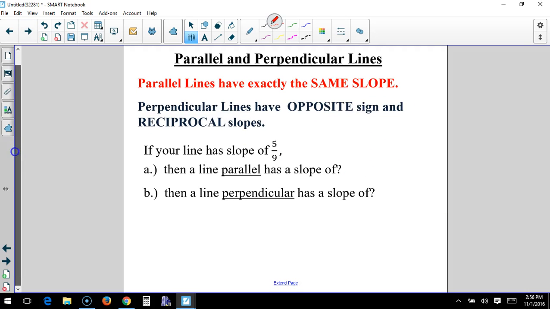Parallel and perpendicular lines. Parallel lines have the same slope. Perpendicular lines have two things: opposite and reciprocal, which is a flip. And this makes sense if you think about it. Here's a positive slope. If I wrote my name on it, it'd be going uphill. If I wanted to do a perpendicular line, which means it crosses at 90 degrees, there's my name going downhill, so it's a negative slope.